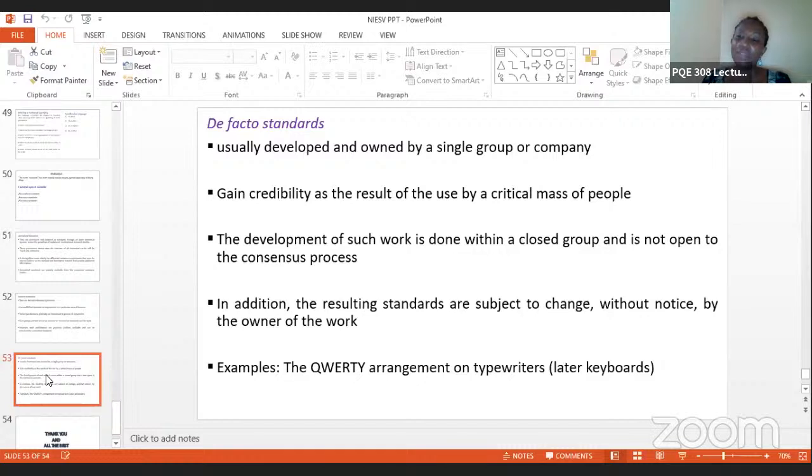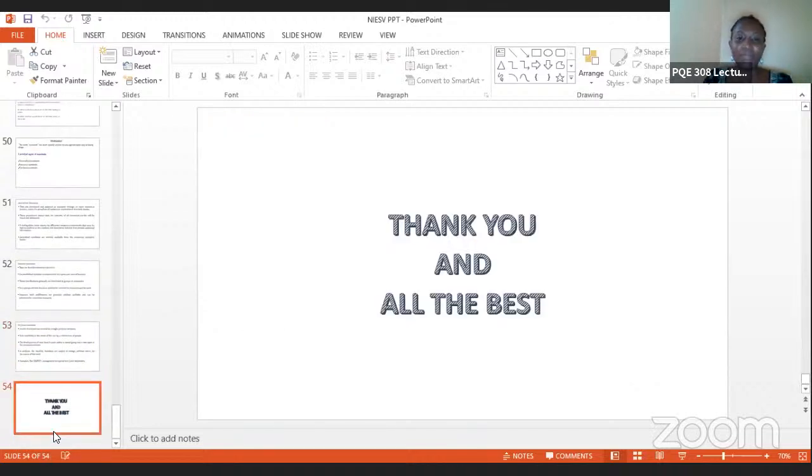Our standards might be using accredited standards, we might be using industry standards, and we might be using a de facto standard. So we have different types of standards, and we have different types of construction specification. So that brings us to the concluding part of this class. Thank you, and I wish you all the best.